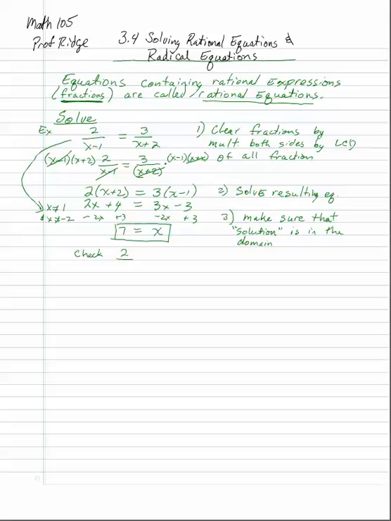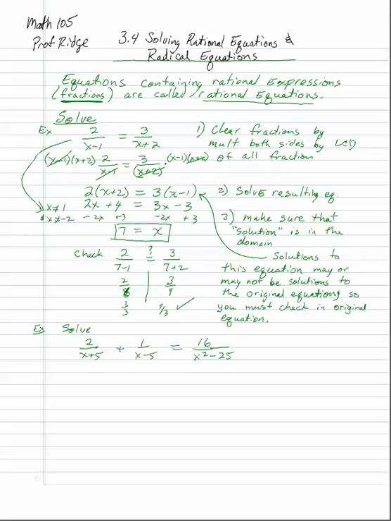And if you want to just double check to make sure, you plug it in and see if we get a true statement, which means it would be a solution. So we get 2 over 6, which is 1/3. And then on this side we get 3 over 9, which is 1/3. Check. Okay, so the solution is x equals 7. So this equation is equivalent to the original equation provided x is not equal to 1 or negative 2. Okay?